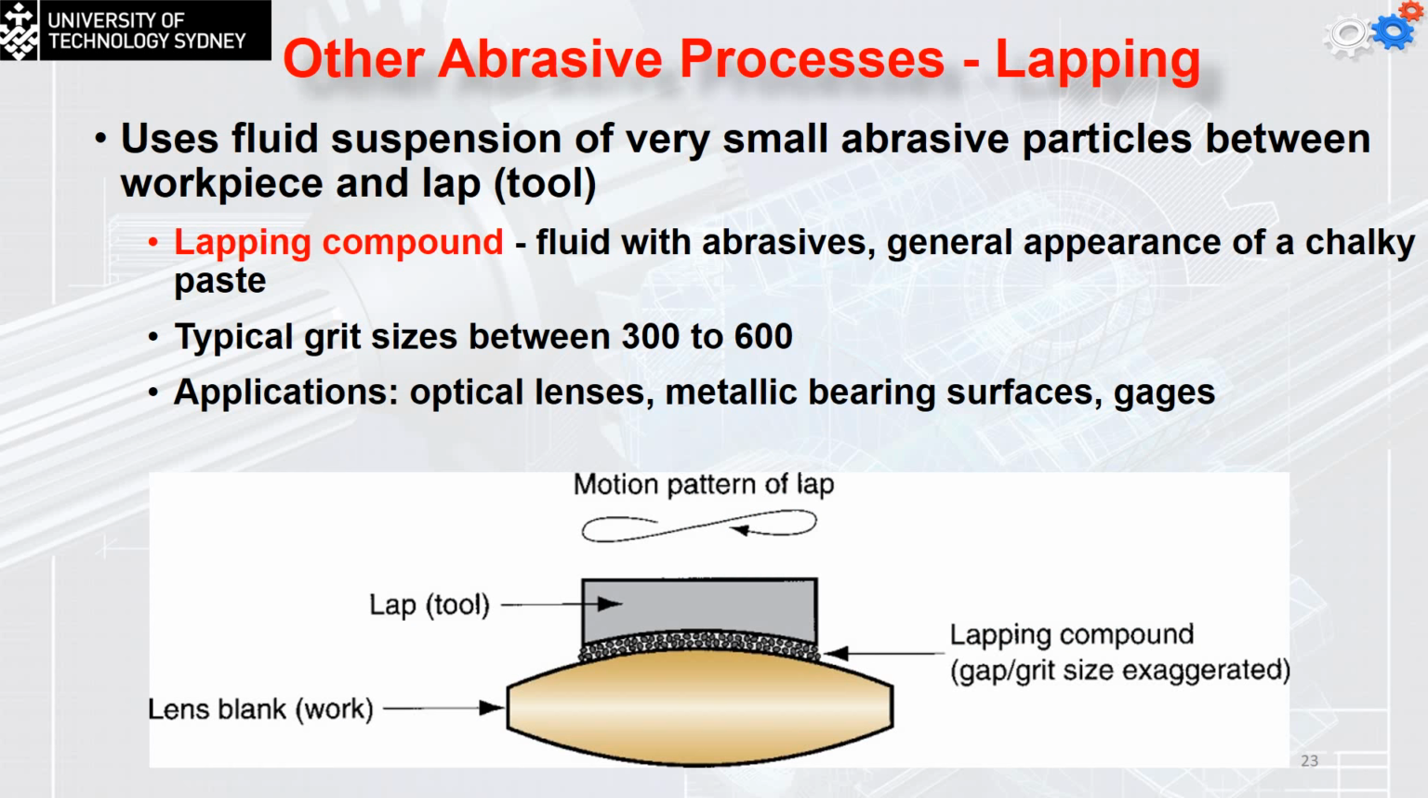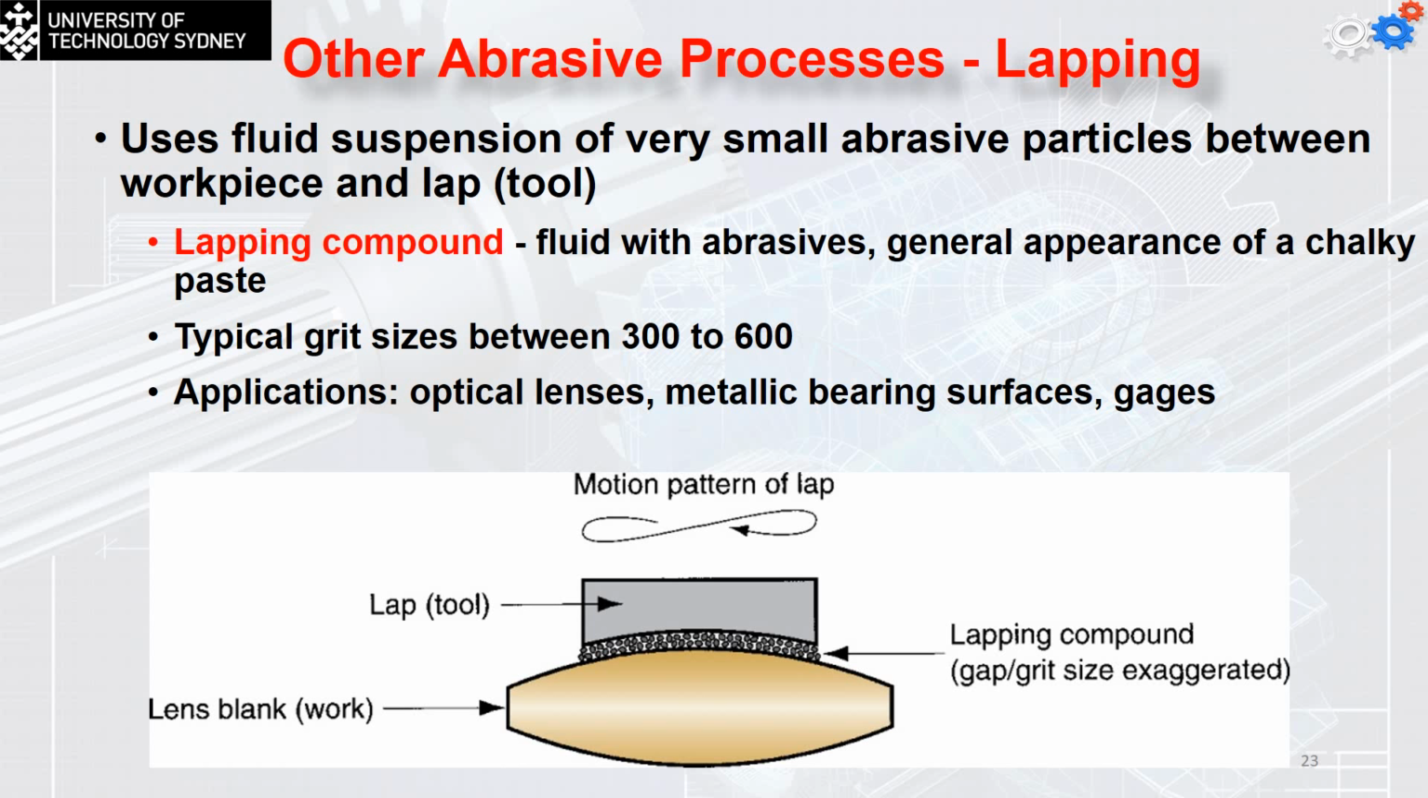Also, we have something called lapping. In lapping, we're not going to have direct contact between the part and the grinding wheel. Actually, there's no grinding wheel. We're going to have a material which is going to do the abrasive process. We're going to use a fluid suspension of very small abrasive particles between the workpiece and the lap, which is the tool. This one is going to rotate. We're going to feed the suspension in between, and then the lapping process will occur.